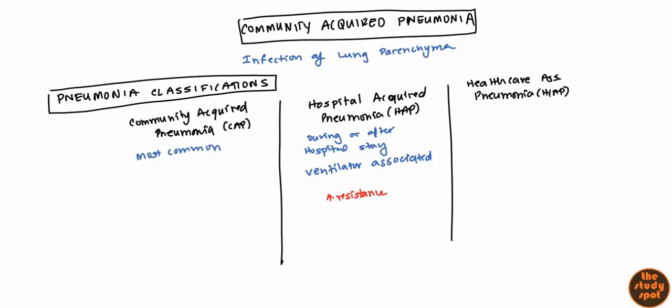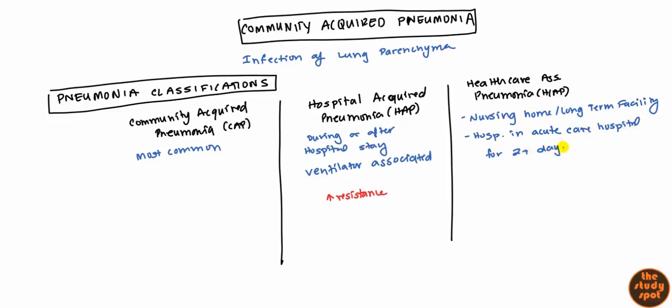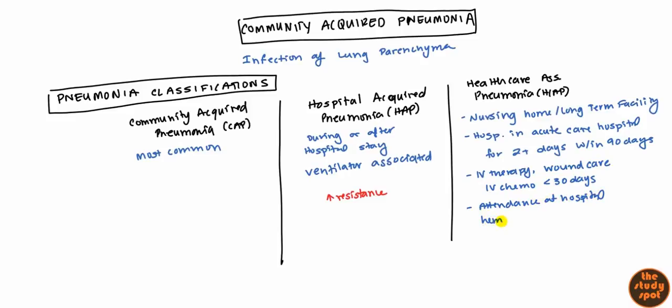Now, the new one is healthcare-associated pneumonia. This happens to patients who are either in a nursing home or long-term facility. Also, people who were hospitalized in the acute care hospital for 2 days within the last 90 days. So that's also going to be healthcare associated. Any patients who received IV therapy, wound therapy, or even IV chemotherapy within the last month. And if a patient attended a hospital or had hemodialysis at a clinic within the last 30 days, so, sorry, less than 30 days. Okay, so any patient fitting these criteria will be considered healthcare associated rather than community acquired.